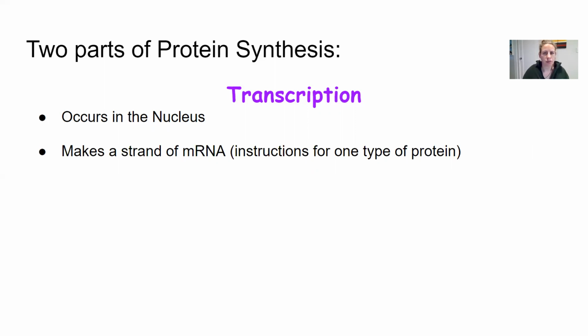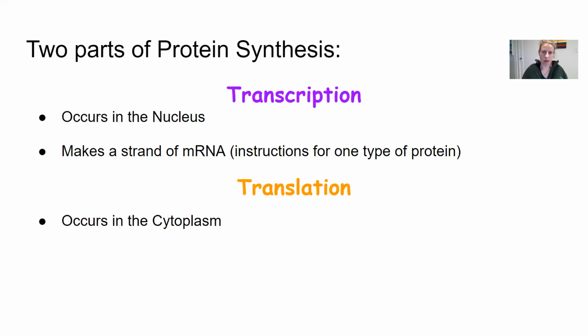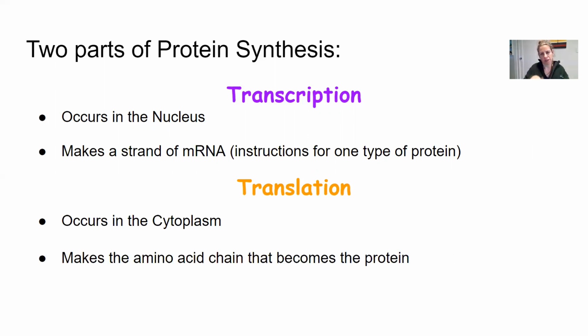The second part of protein synthesis is translation. That occurs in the cytoplasm, and the end result of that process is that you end up with an amino acid chain, which will then fold to make the protein that was instructed by transcription.